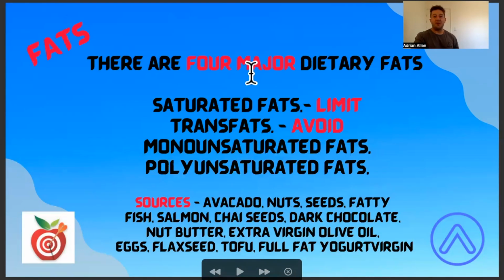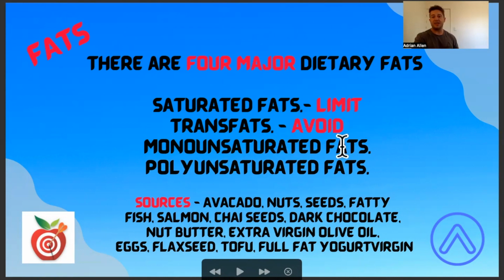So there are 4 major dietary fats. Saturated fats, which we want to limit. This is like sugars and cakes and stuff. We really want to limit those. Trans fats should be avoided. The cooking oil that you cook your chips in, all these trans fats, they're the bad fats, okay? They inflame the body. They should be avoided.